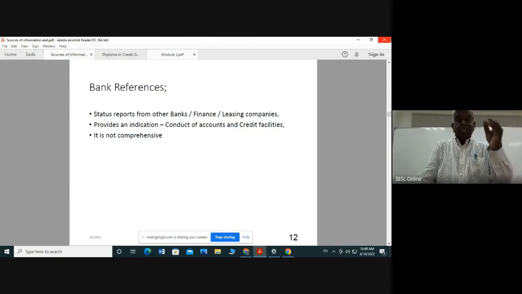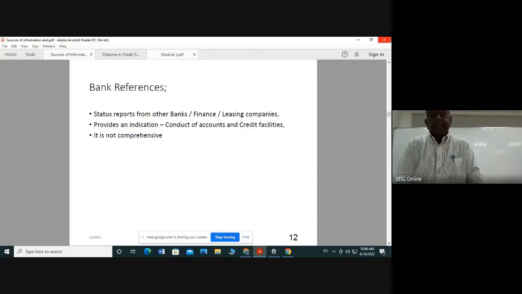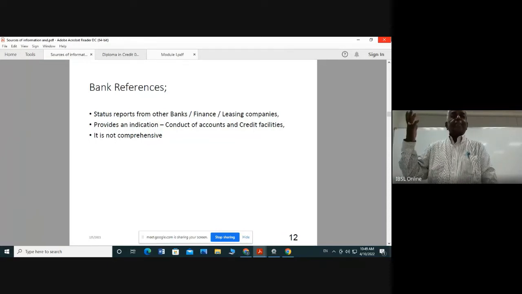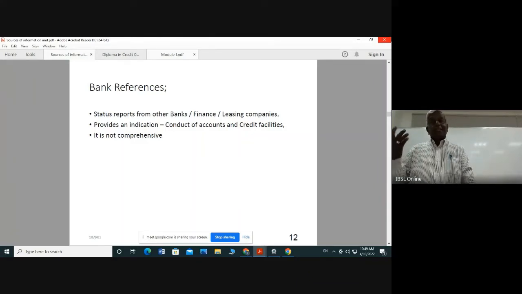So we call it a status report from other banks, finance or leasing companies. Calling for a status report when a customer wants a bank facility from a bank, that bank branch calls for a status report in the nearby bank branches about that customer. They provide just an indication. Conduct of account and credit facilities about that one. They maintain an account, something like that. No other information other banks will give. So it is not comprehensive. This is those days.